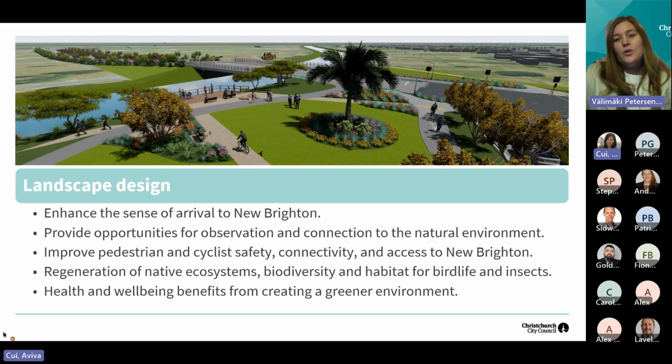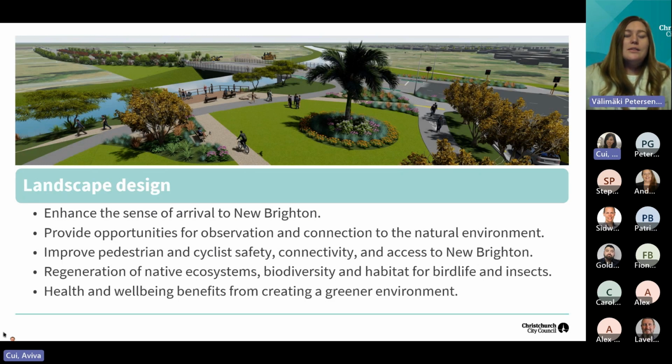Secondly, artwork. So we have designated space on the east side of the bridge, on either side of Pages Road, for future artwork to be included. We're hoping that this artwork will provide a gateway into New Brighton and help with that sense of arrival. The artwork will be developed in collaboration with Mana Whenua, and it will be done during the detailed design phase of this project. There is also opportunity for artwork to be included in some of the built landscape features, so bridge handrails and paving patterns or site furniture.